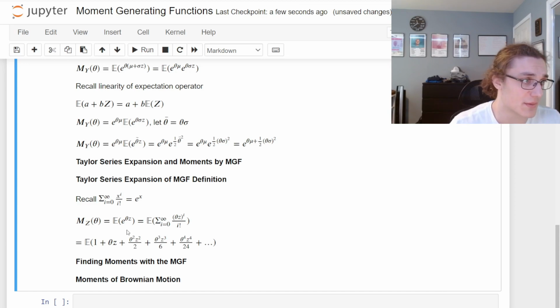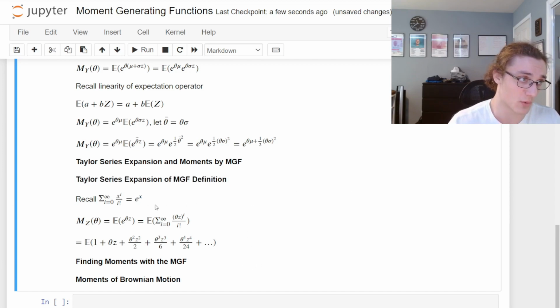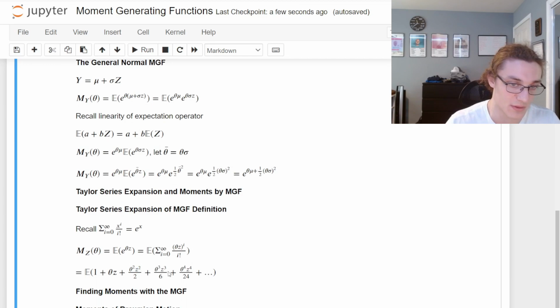So that's the moment generating function here. And this is using the Taylor series expansion of the exponential function e to the x here. But we're using it in the definition of our moment generating function. So what is the implication of this? Why is this a moment generating function? Well, recall with linearity of the expectation operator, we can just distribute this expectation through to each of these random variable terms.